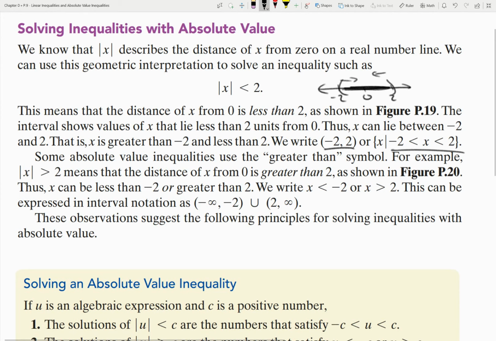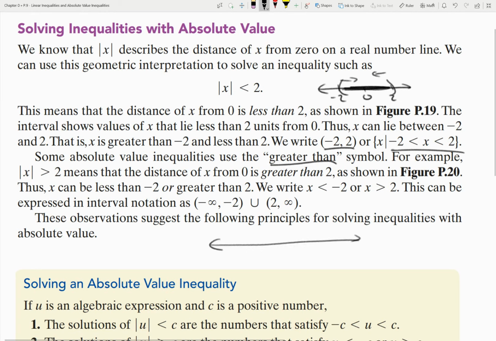And now we can see that that was using the less than symbol. Sometimes we have to use the greater than symbol. And with |x| is greater than 2, that means that the distance of x is greater than 2. So when I draw that one, let's make this one a little bit bigger.